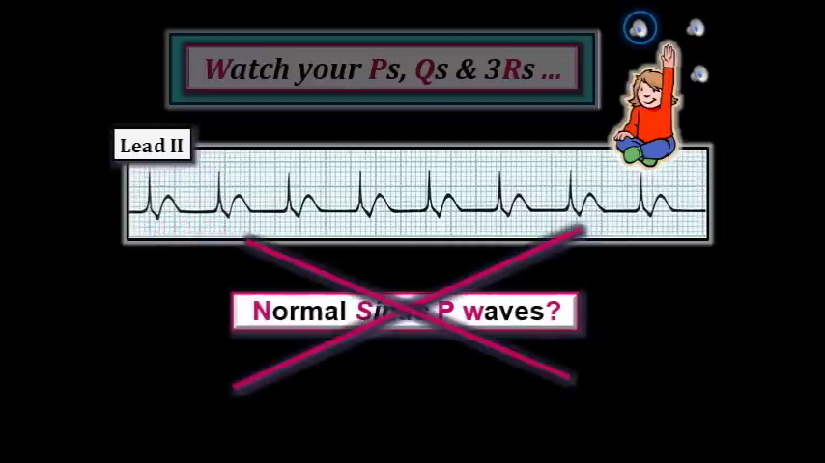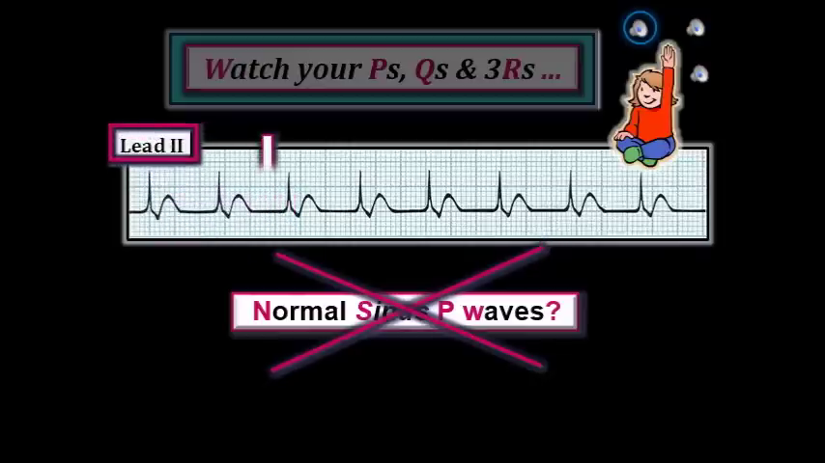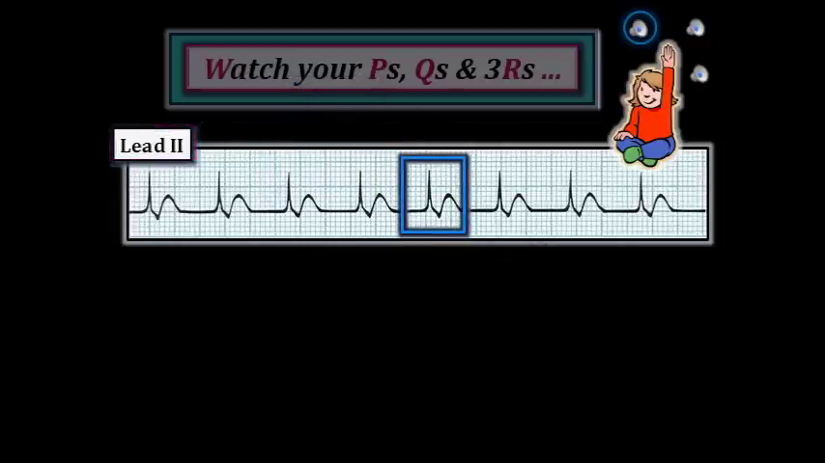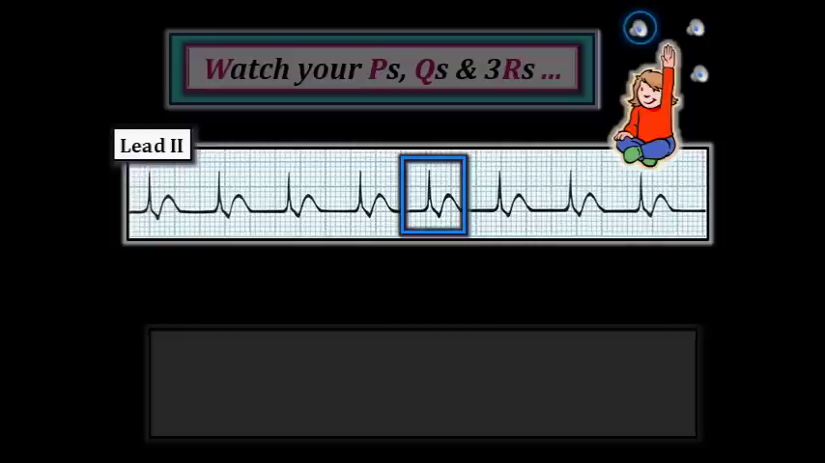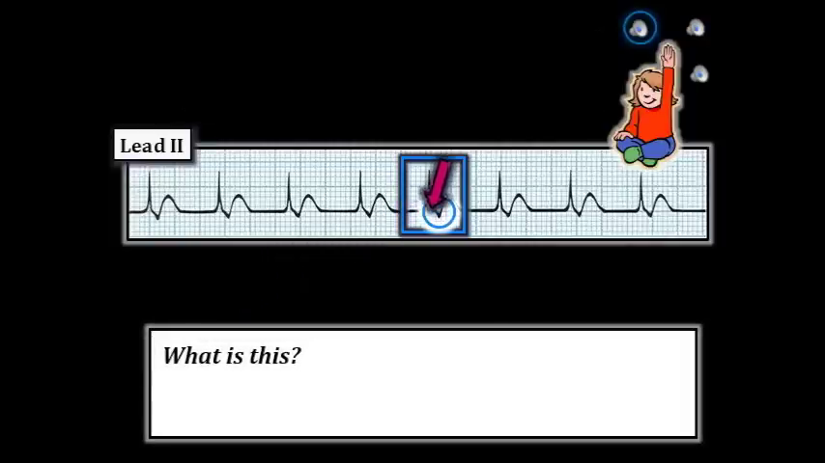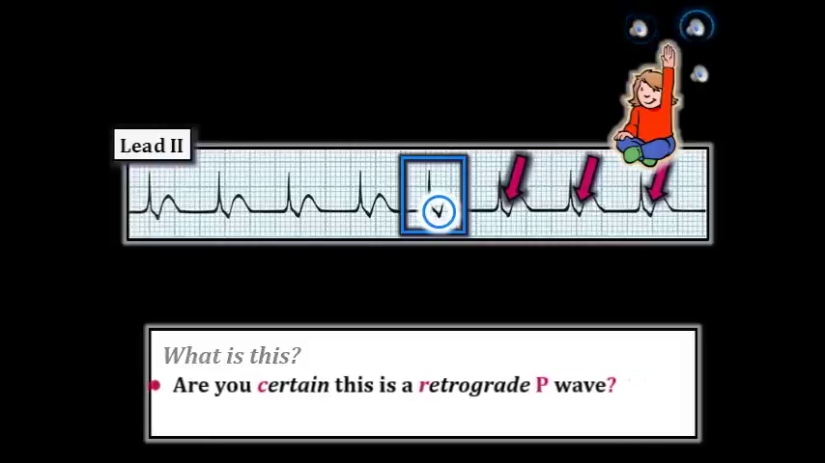Normal sinus P waves are absent. That's because there is no upright P wave preceding each QRS complex in this lead 2. How about the QRS complex? The QRS appears to be narrow, but is it? What is this? Whatever it is, it appears to be present at the end of each QRS. Since we've been talking about P waves, one wonders if this negative deflection at the end of each QRS complex might be a retrograde, that is, conducting backward P wave. But couldn't it also represent the terminal part of the QRS complex itself?